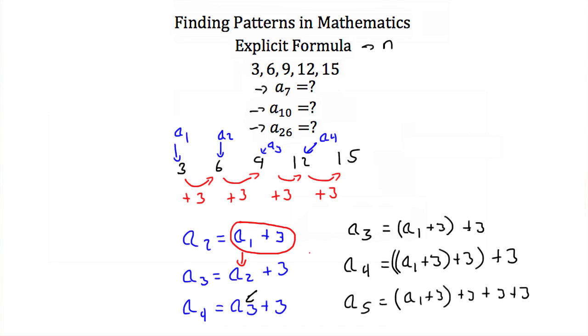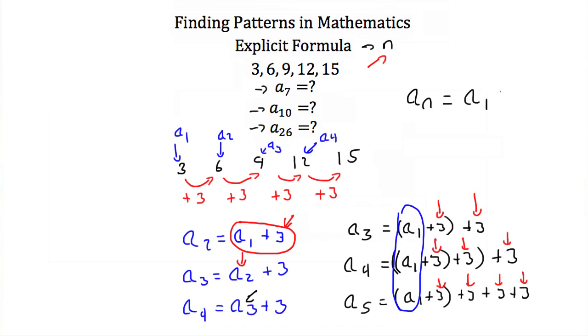So when I was looking for A2, I added 3 one time. When I was looking for A3, I added 3 two times. A4, I end up adding 3 to A1 3 times. When I was looking for A5, I took my first term and I added 3 4 times. This number of times that we're adding 3 is going to give us our n value. Our explicit formula is a sub n is going to be equal to, now A1 is what's common in all of these formulas. So a sub n is going to be equal to A1. But then we're going to add 3, but we're going to add 3 a certain amount of times. We're going to add it n minus 1 amount of times.